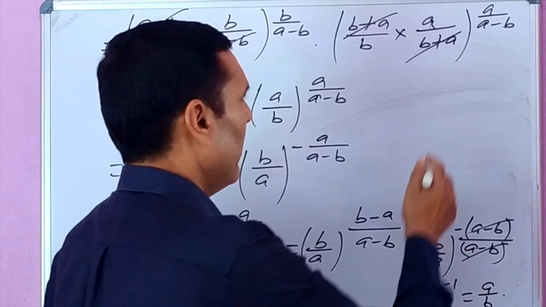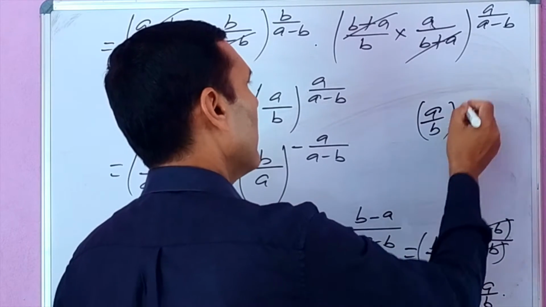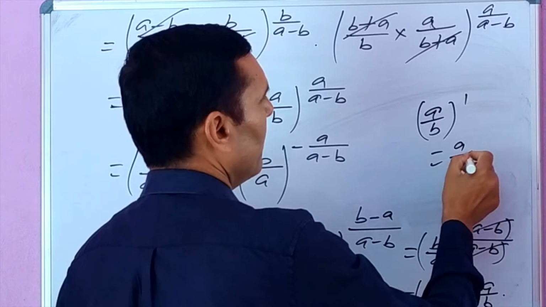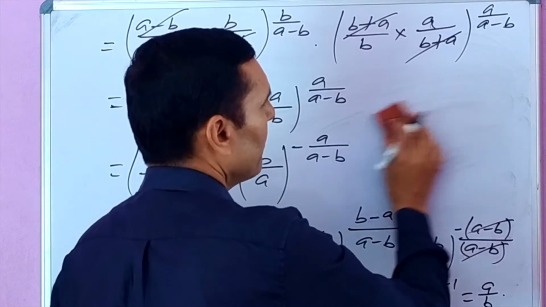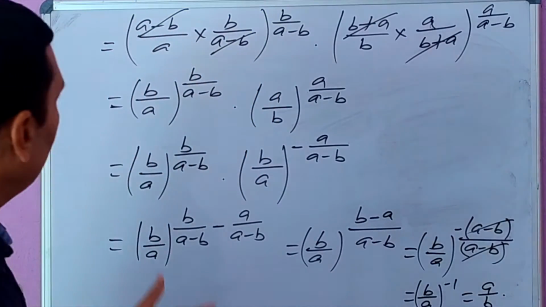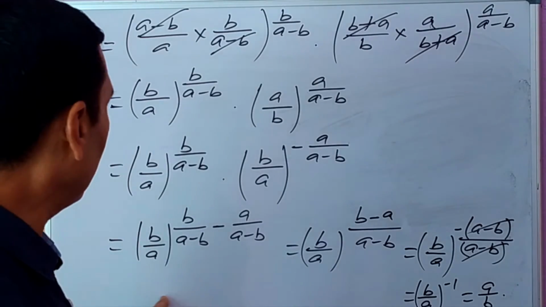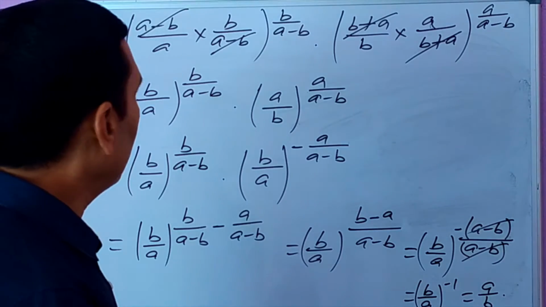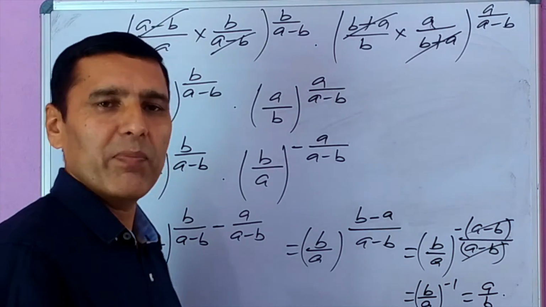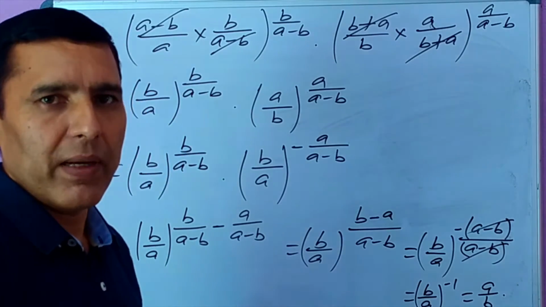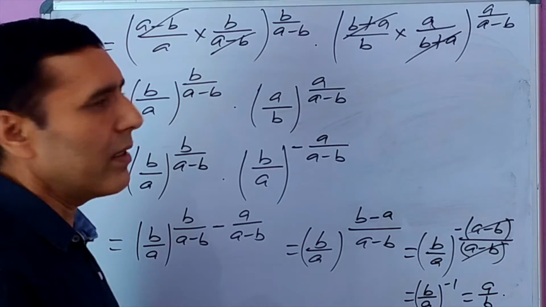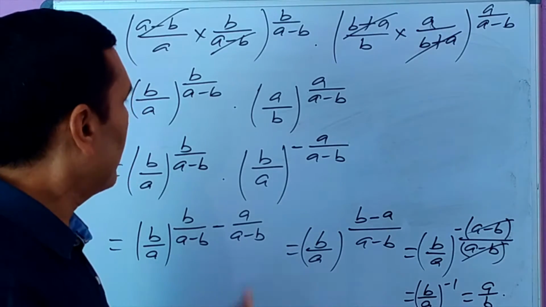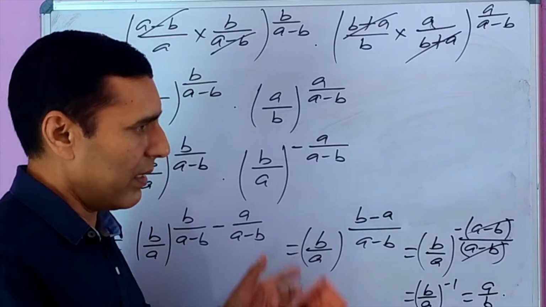So a upon b to the power 1. It is simply a upon b. So in this way, we have simplified this question. You should understand the technique here, how different questions can be simplified by different methods, different techniques. This is the first question of this type.